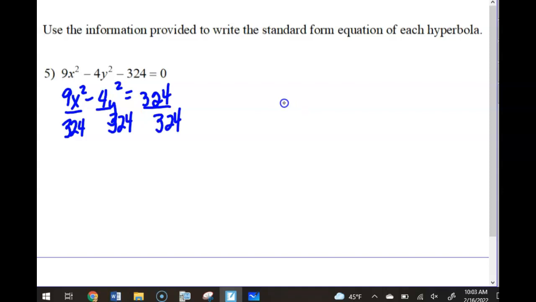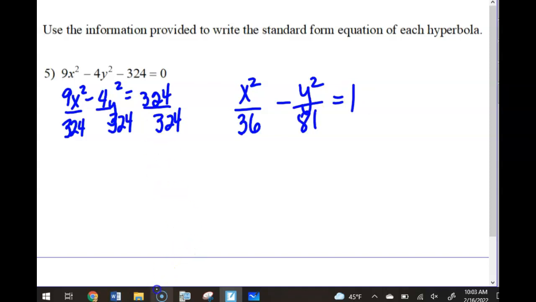Okay, so somebody reduce 9 over 324, or just 324 divided by 9. It goes in how many times? 36 maybe? That's my guess. Okay. And 4 goes into 324 81 times. I can do that one in my head. And then 324 over 324 is 1.